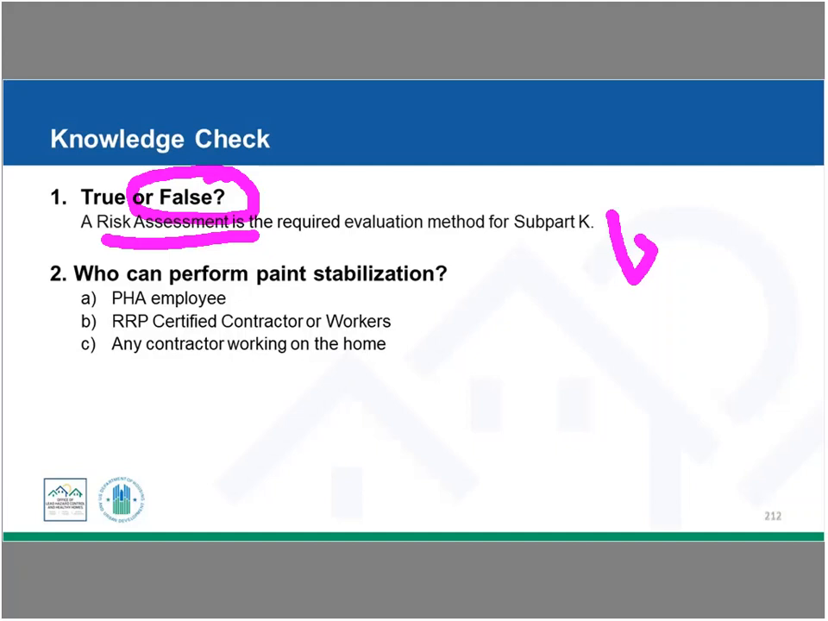All right, so let's do question 2. Who can perform paint stabilization? Is it a PHA employee? Is it an RRP certified contractor or workers, or any contractor working on the home? Who do you think can perform paint stabilization?